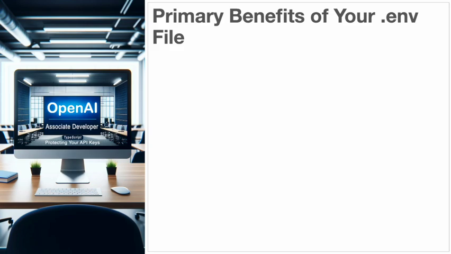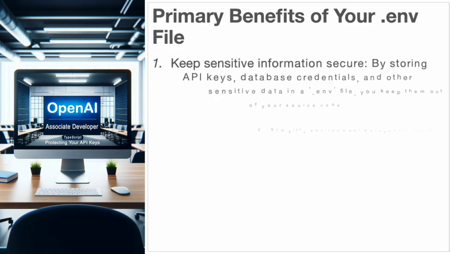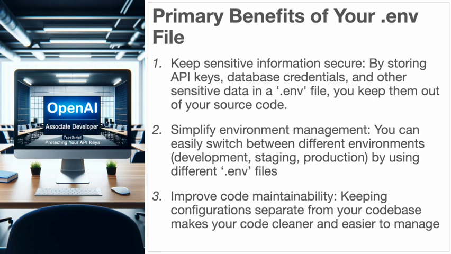Using a .env file helps you: 1. Keep sensitive information secure. By storing API keys, database credentials, and other sensitive data in a .env file, you keep them out of your source code. 2. Simplify environment management. You can easily switch between different environments, development, staging, and production, by using different .env files. 3. Improve code maintainability. Keeping configurations separate from your codebase makes your code cleaner and easier to manage.